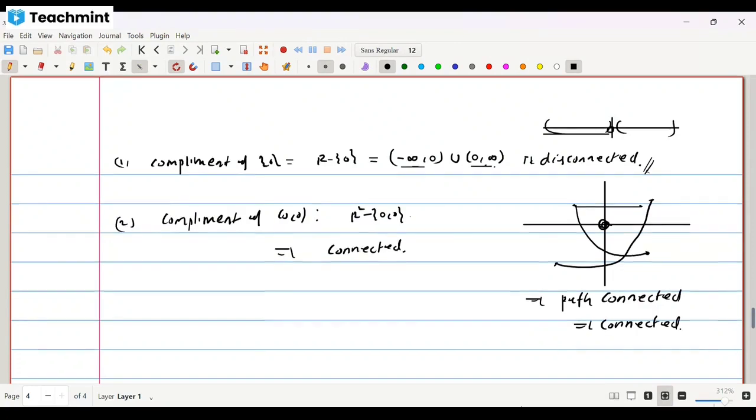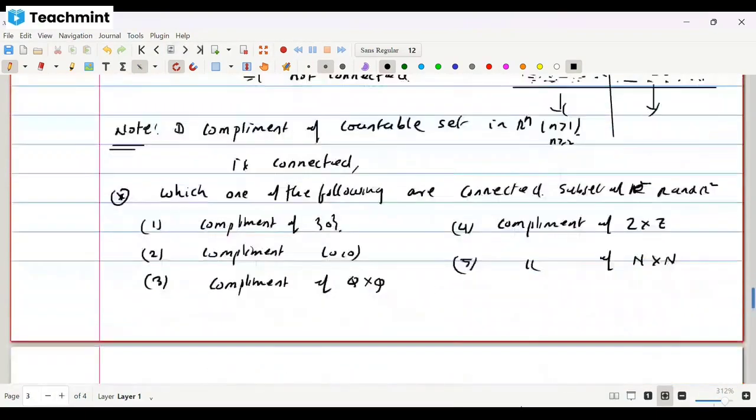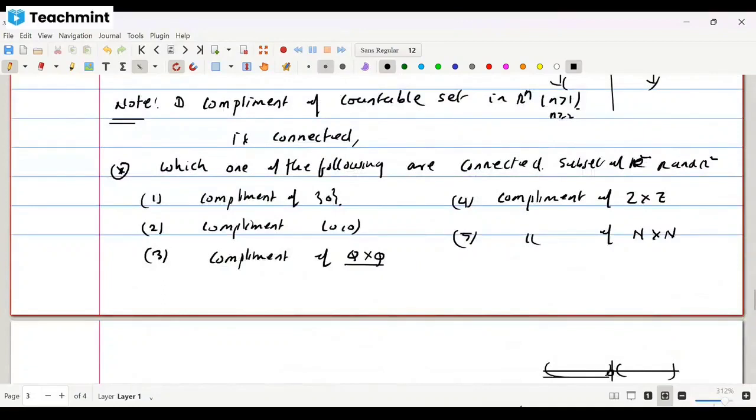Right, sir? Therefore, the complement of singleton 0 is a finite set which is countable. Therefore, the complement of a countable set is connected always in Rn. Therefore, here Q cross Q is a countable subset of R square, right? Therefore, the complement of Q cross Q is connected. Similarly, Z is countable, Z cross Z is also countable. Therefore, the complement of Z cross Z is also connected. And the complement of N cross N is also connected.